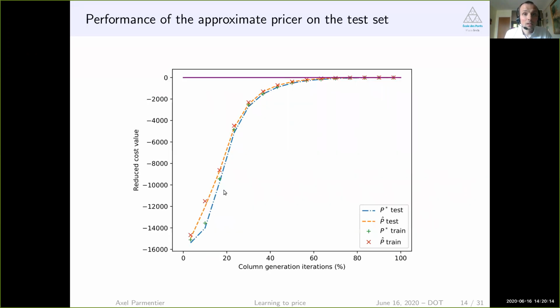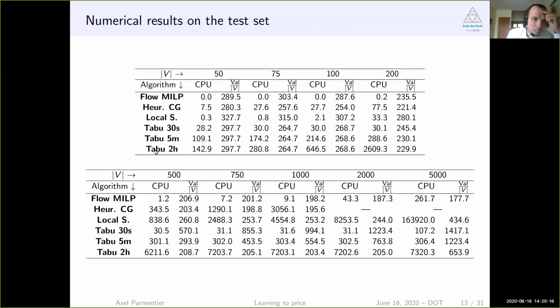Now, if you go to the heuristic generation, well, it finds even better solutions than the ones found by the classical meta-heuristics. Well, I couldn't run it on the large instances for memory reasons.